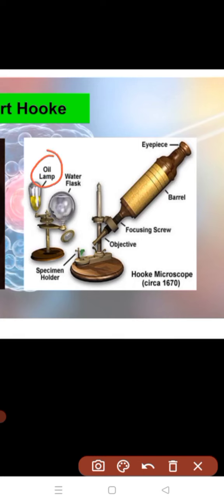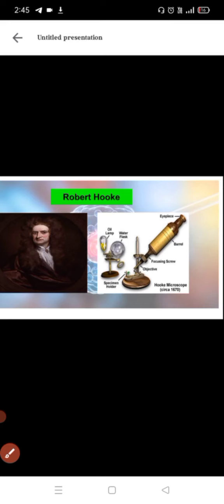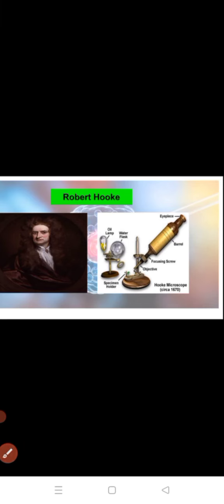This is the oil lamp. This is the water flask. This is a specimen holder where we can keep the specimen of cell. This is the eyepiece from where we will observe the specimen. This is a focusing screw through which we can adjust the microscope. We can focus on the specimen and we can observe it. So this is the Hooke microscope, by using which Robert Hooke observed a thin section of cork.